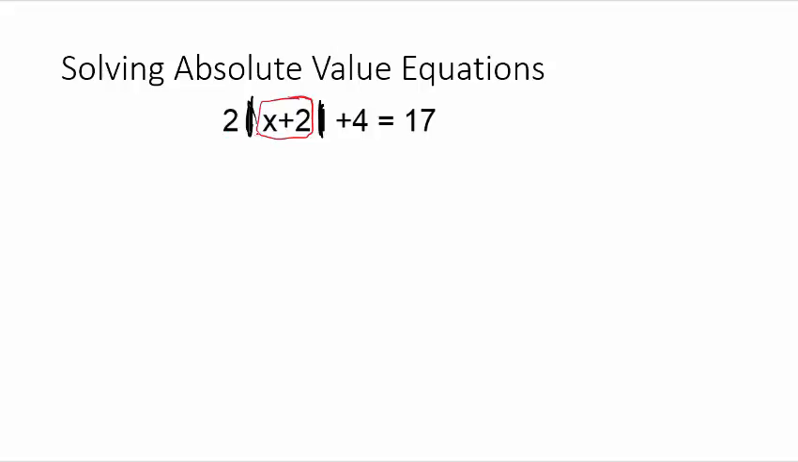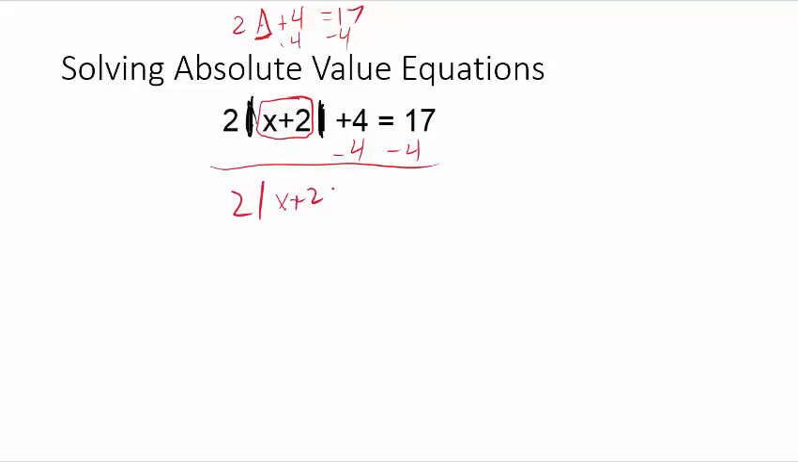The first thing you would have to do if you were isolating this, if you had this as like a 2, let's say a plus 4 is equal to 17, and I was solving to isolate this a or this absolute value, the first thing I would do here is subtract 4. So that's what I'll do first. I'm going to subtract 4 on both sides. So that gives me 2 times this absolute value part is equal to, and then we'll subtract here. That should give me 13.